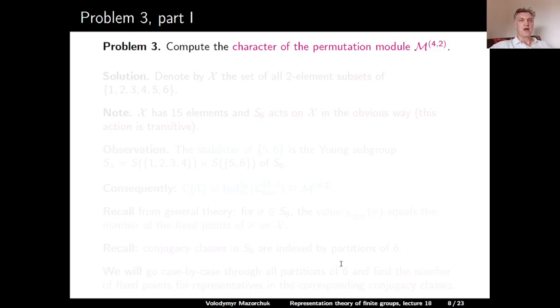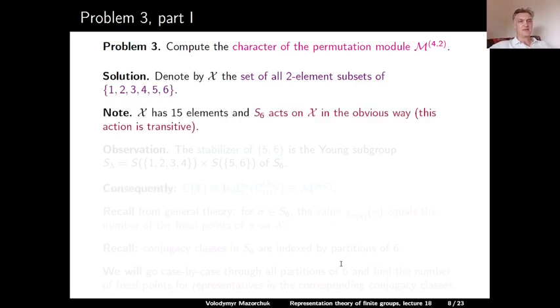Problem 3. Compute the character of the permutation module M^(4,2). Solution. Denote by X the set of all two-element subsets of the set {1, 2, 3, 4, 5, 6}. Note that X has 15 elements, so this is 6 times 5 divided by 2. And S6 acts on X in the obvious way.